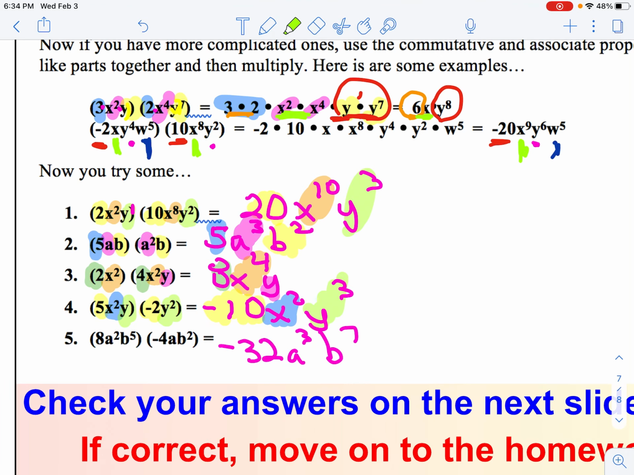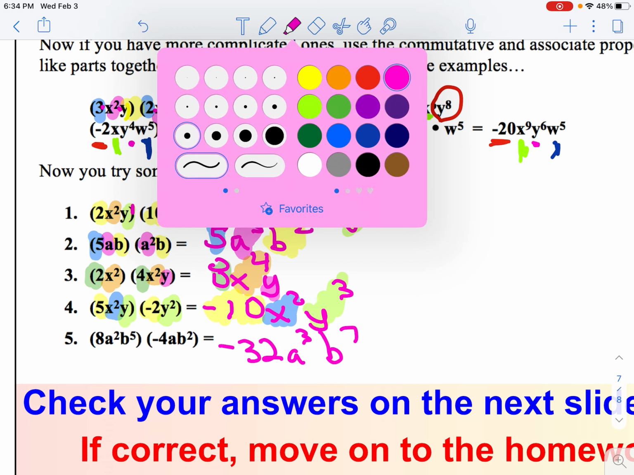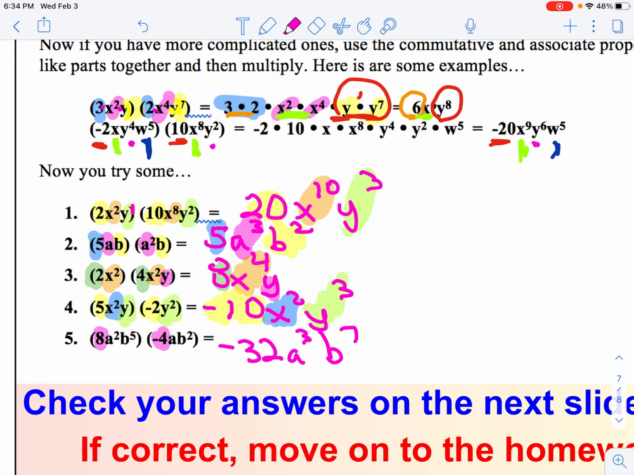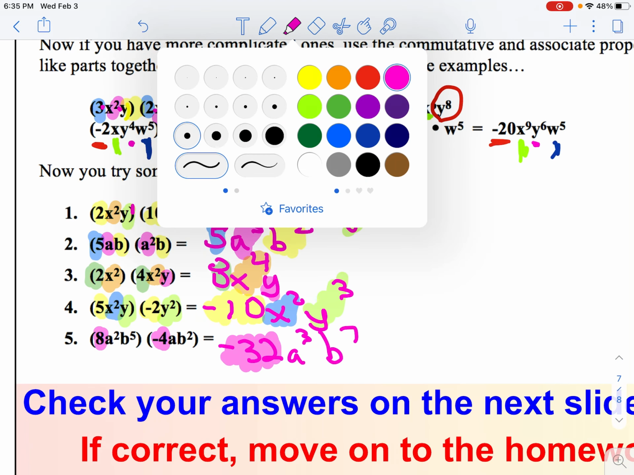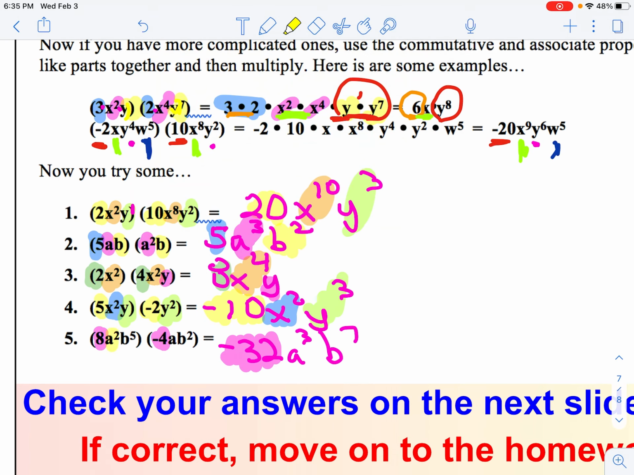And the last question here, what we have is we have 8 multiplied with -4, that gives us -32. Then we have a squared, and a gives us a to the 3rd power. And finally, we have b to the 5th times b to the 2nd for a total of 7 b's all multiplied together. So this is the end of the day 2 lesson.